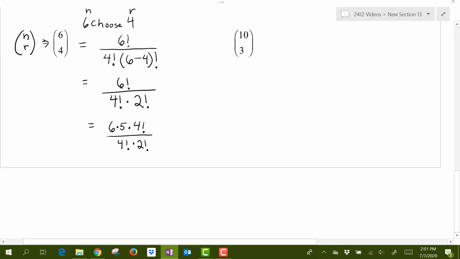Okay, so now I'm going to cancel the 4 factorial at the top with the 4 factorial at the bottom. So now at the top I have 6 times 5, which is 30, divided by 2 factorial. Let's just go ahead and stretch that out. That would be 2 times 1, which is just 2. So the final answer for this is 15.